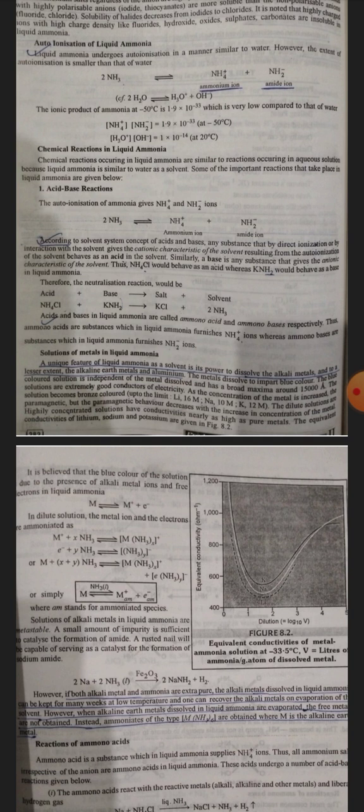A unique feature of liquid ammonia as a solvent is its power to dissolve the alkali metals, and to a lesser extent the alkaline earth metals and aluminium. The dissolved metal imparts a blue color. The blue colored solution is independent of the metal dissolved and has a broad maximum around 15,000 angstrom. The solutions are extremely good conductors of electricity. As the concentration of the metal is increased, the solution becomes bronze colored. The dilute solutions are paramagnetic, but the paramagnetic behavior decreases with the increase in concentration of the metal. Highly concentrated solutions have conductivity nearly as high as a pure metal.